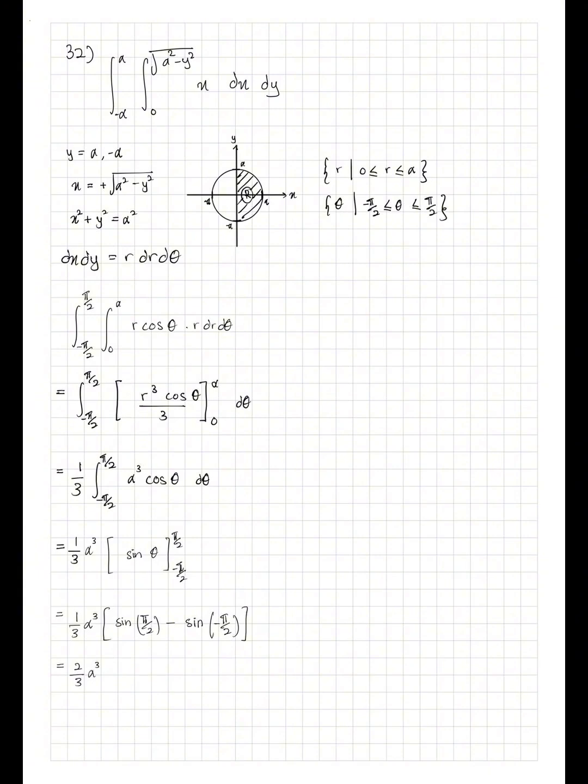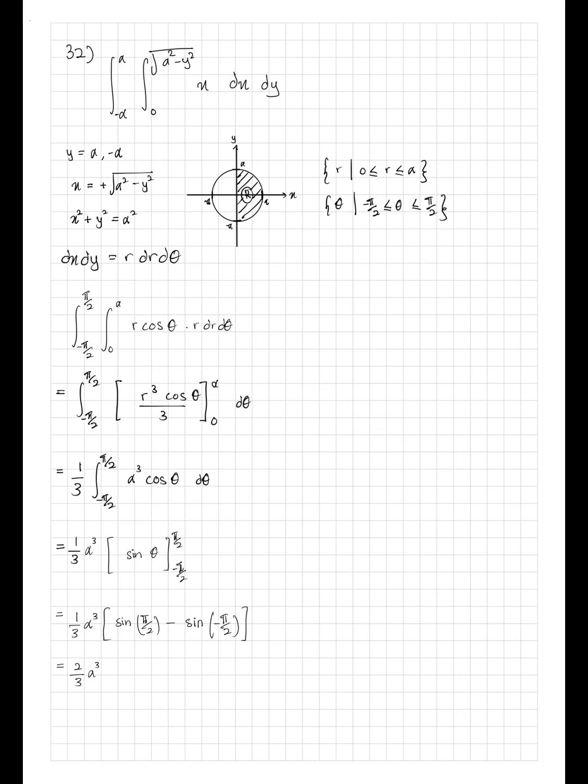For question 32, we need to find the region of integration from limit alpha to negative alpha, square root alpha squared minus y squared until 0, x dx dy. And we find the limit for x is square root of a squared minus y squared. Then we rearrange and we get x squared plus y squared is equal to alpha squared. That equation refers to the circle with radius of alpha. From the limit of y, we know that it is alpha until negative alpha.